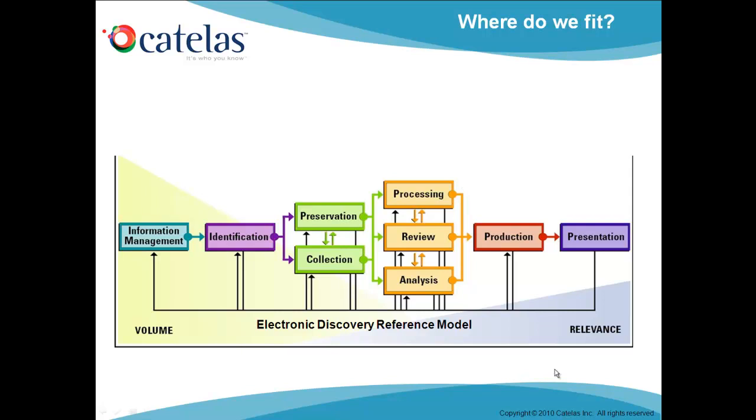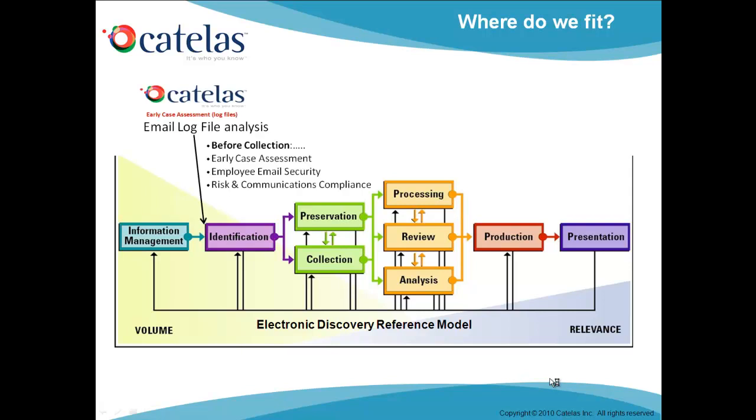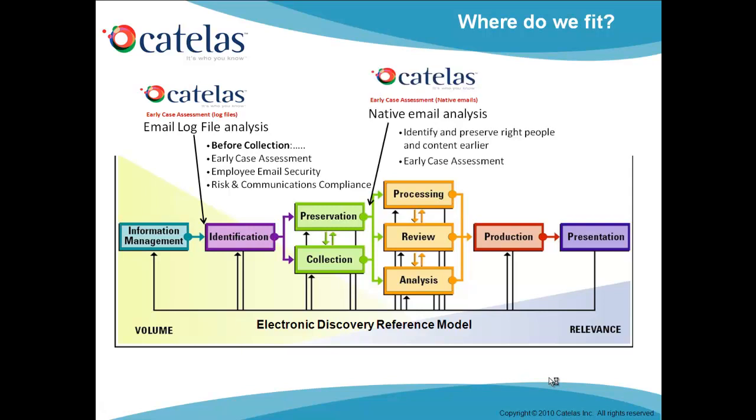To put Catelas in context, the Catelas Identification and Early Case Analytics solution can be used either before collection, where legal counsel simply types in the email addresses of the custodians and their networks are instantly displayed, or after collection, when native emails are processed and the subsequent networks displayed. Additionally, Catelas can be used to cull the content by analyzing the network prior to loading the data into a third-party tool such as Clearwell, allowing you to save on licensing costs.